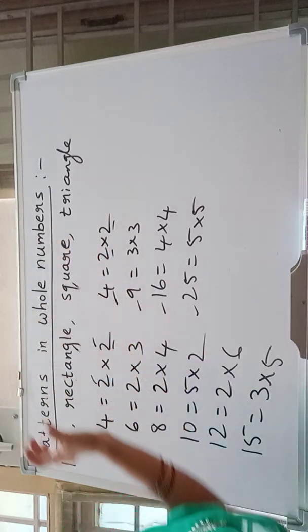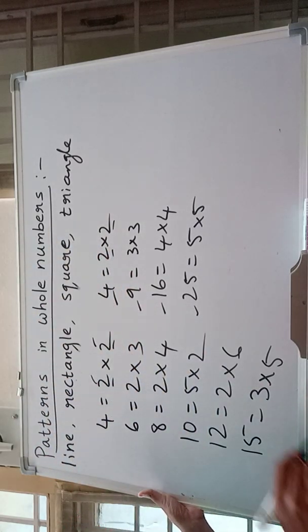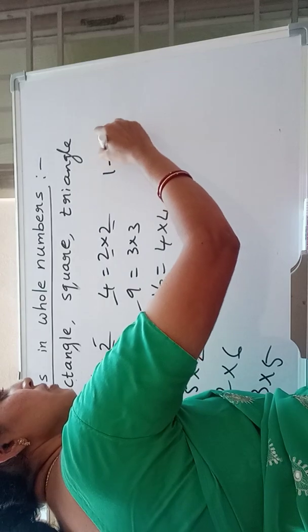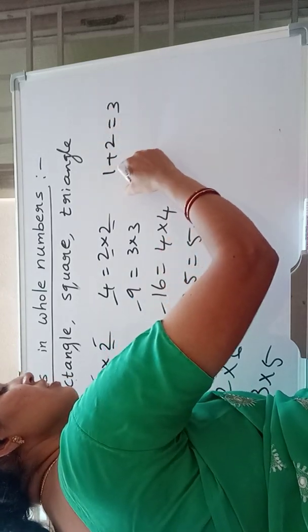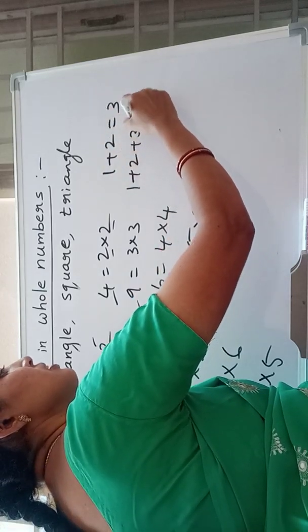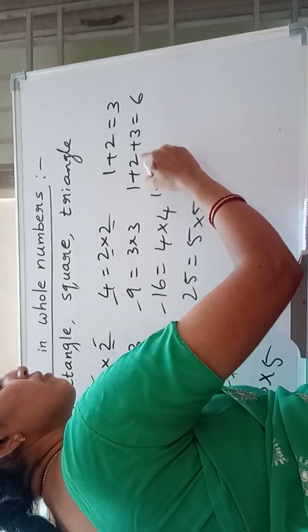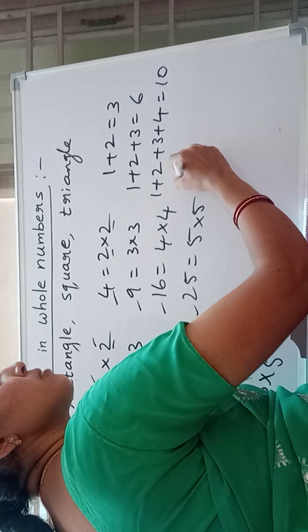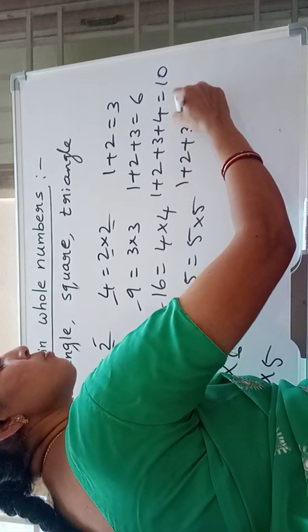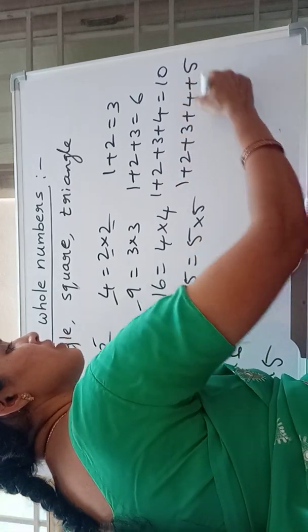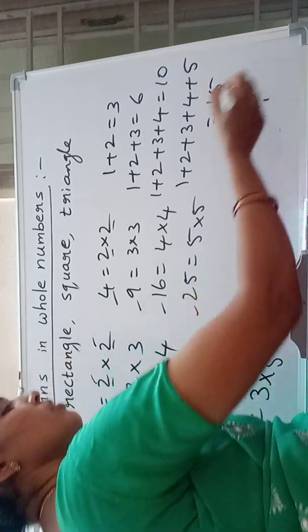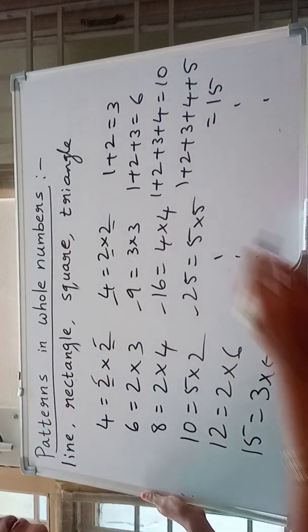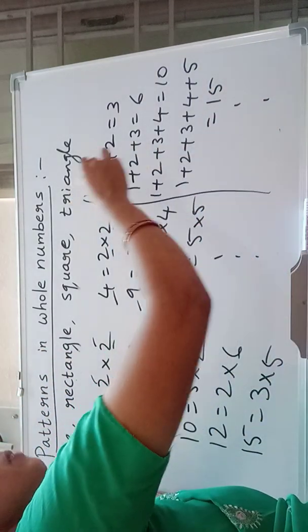And for the triangular shape, you have to remember the pattern. The pattern is first 1 plus 2, that is with 3 dots. Next 1 plus 2 plus 3, that is with 6 dots. After that 1 plus 2 plus 3 plus 4, that is 10 dots. Similarly it continues, 1 plus 2 plus 3 plus 4 plus 5, that is 15 dots, and so on. Okay, the pattern continues. For triangle, this is the pattern it works.